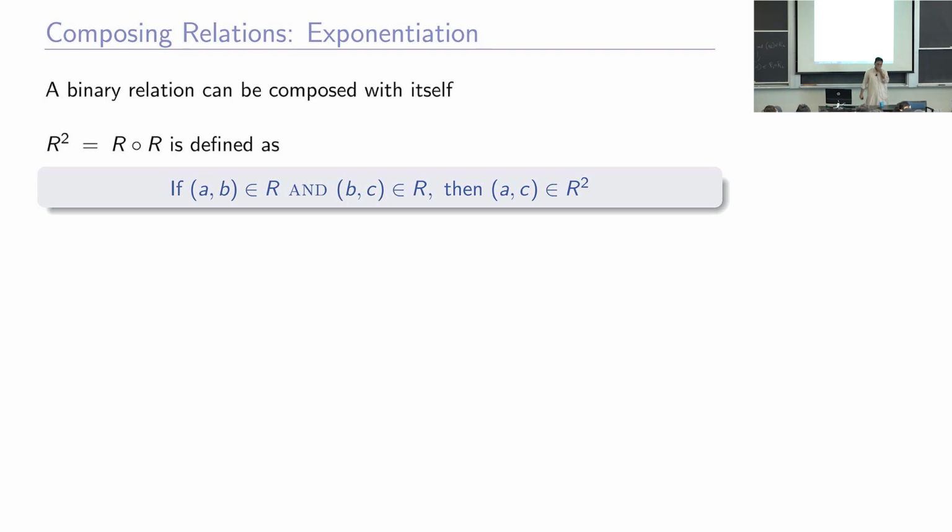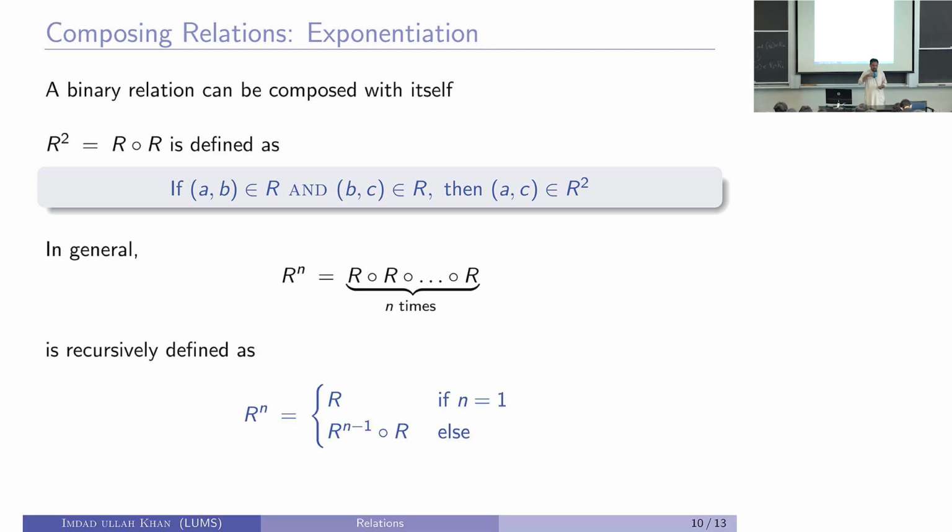So R second. This will be just plug in, just substitute R for S. Right? So if AB is in R and BC is in R, then AC should also be in R squared. AC should be in R squared. Exactly the same definition, except S is now replaced with R.